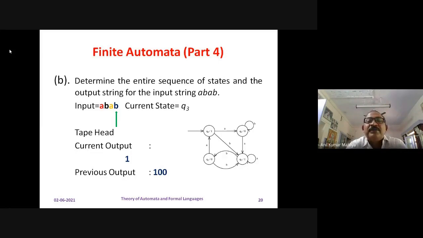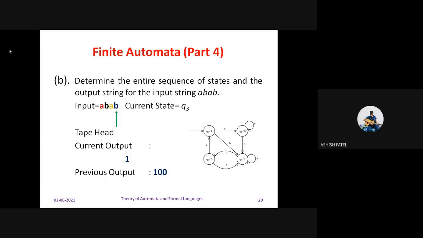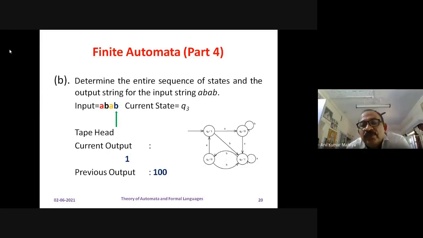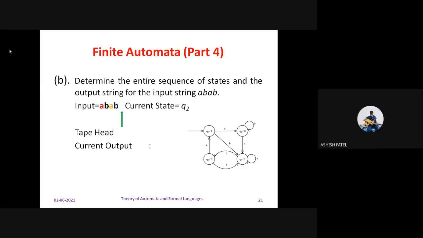Ashish Patel, sir. Yes, tell me. The machine is in state Q3 and the tape head is pointing to the symbol B. So my question is, what will be the next state and what will be the output? Sir, the output will be 0 and the state will be Q2. Very good. State is Q2 and output is 0.